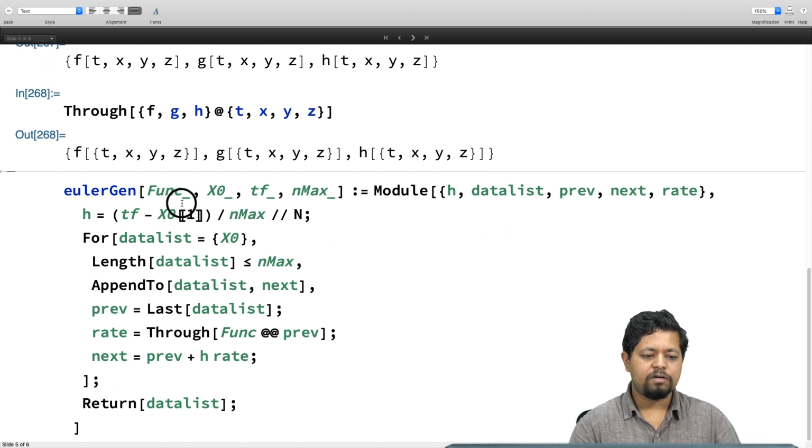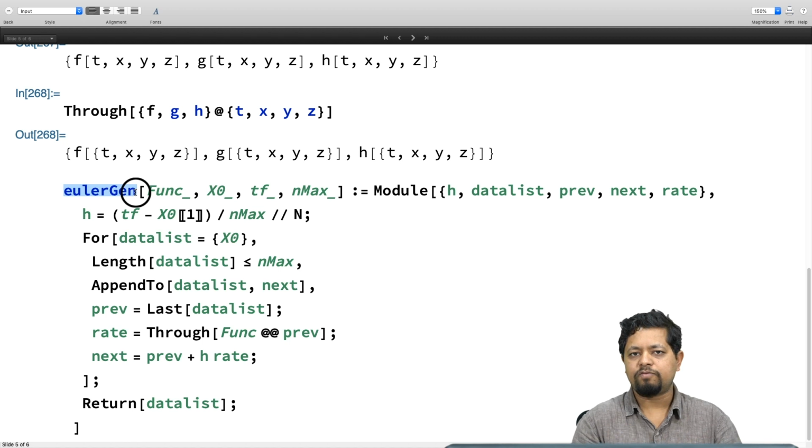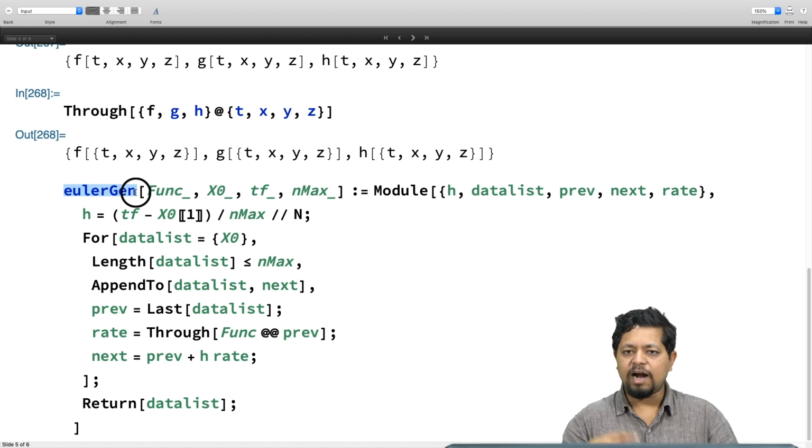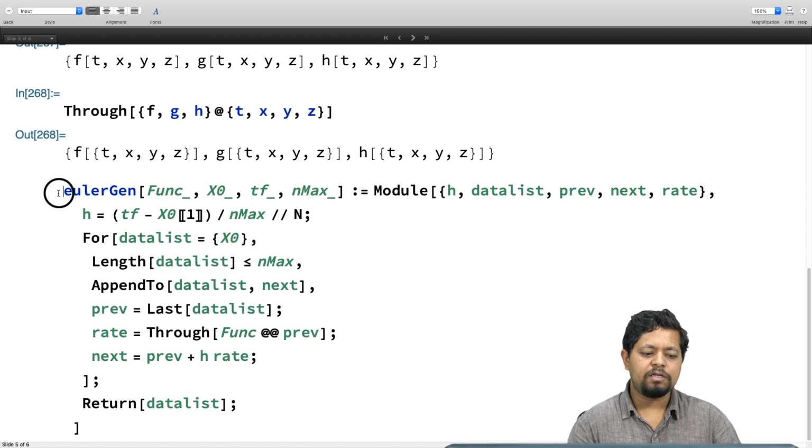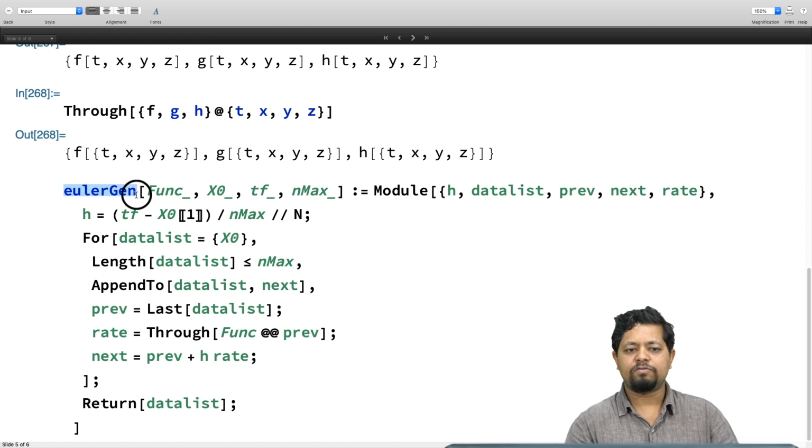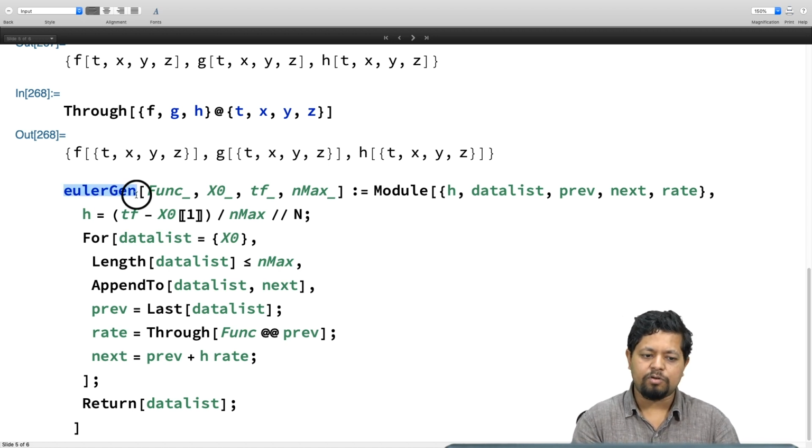So let's go ahead and redefine the Euler function for the more general case of multiple dimensions. So in this case, 3 dimensions x, y, and z. Add a time dimension to it, it becomes 4 dimensions. So this Euler general is going to be for 3 plus 1 dimensions. One is the time dimension, and everything else depends on time.